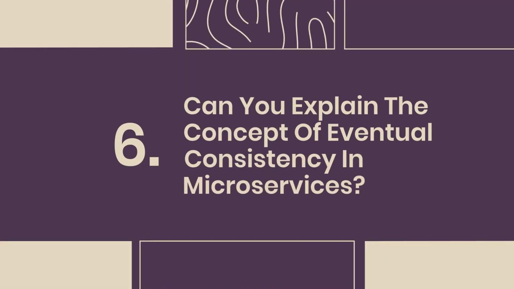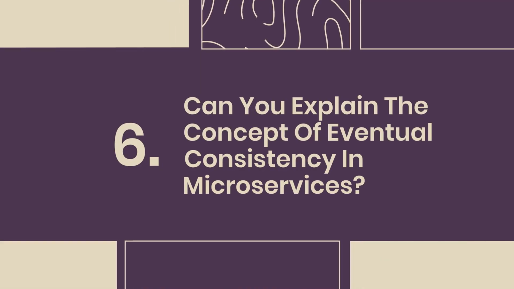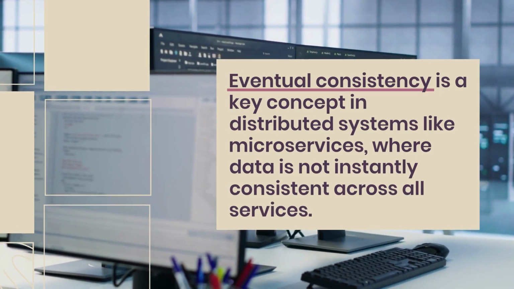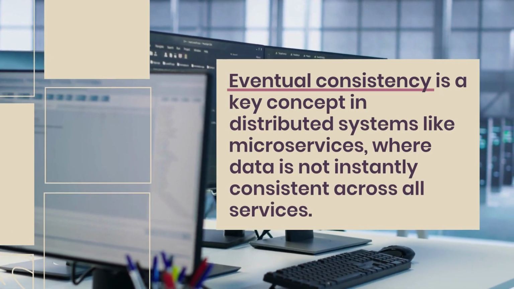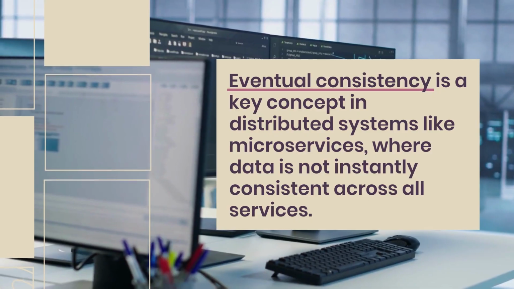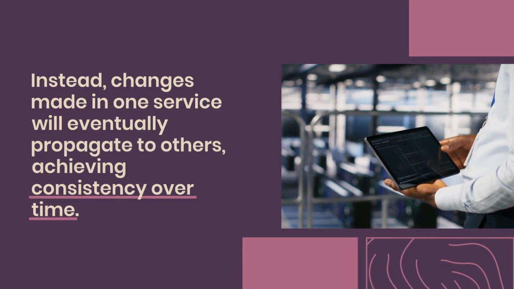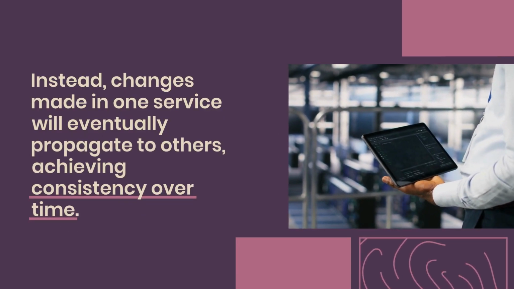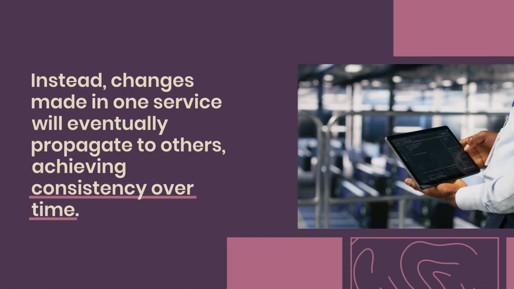6. Can you explain the concept of eventual consistency in microservices? Eventual consistency is a key concept in distributed systems like microservices, where data is not instantly consistent across all services. Instead, changes made in one service will eventually propagate to others, achieving consistency over time.